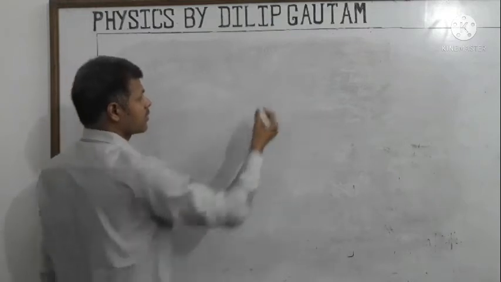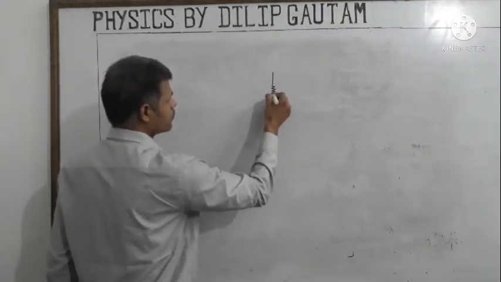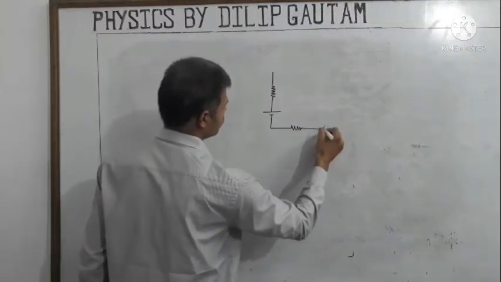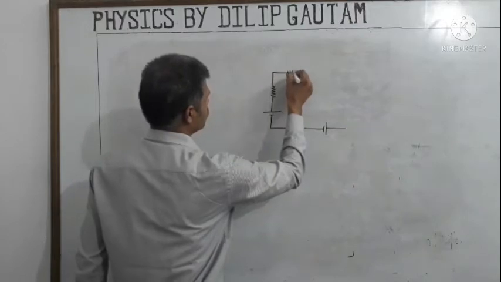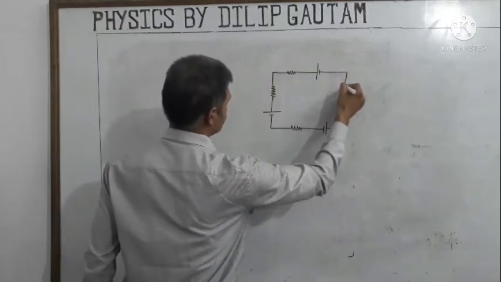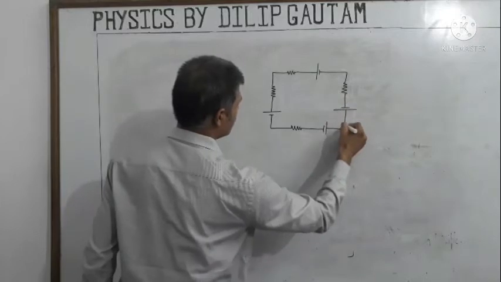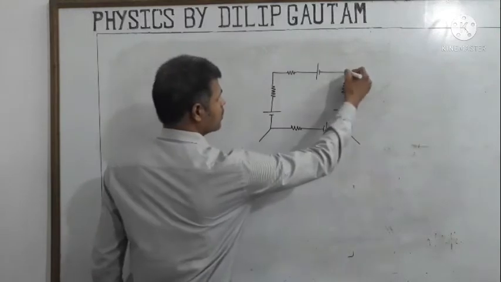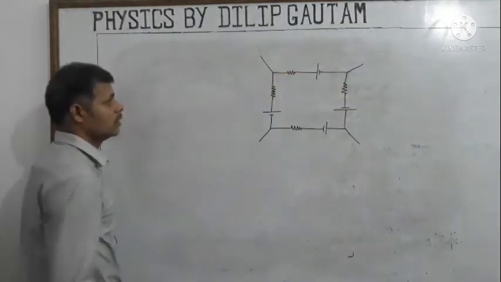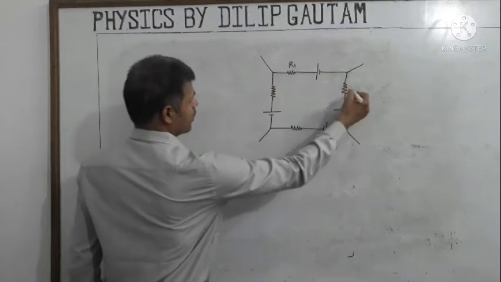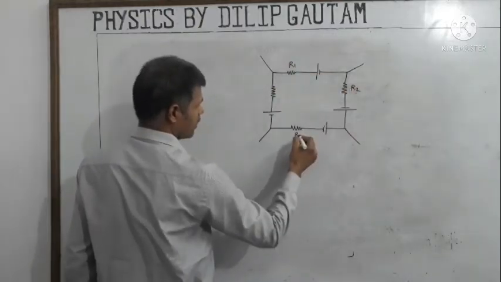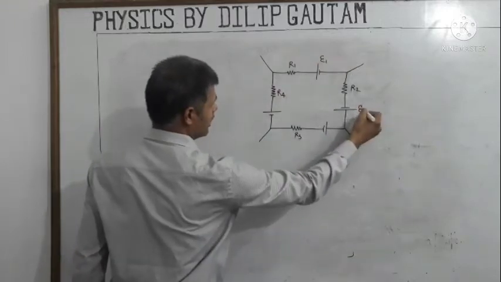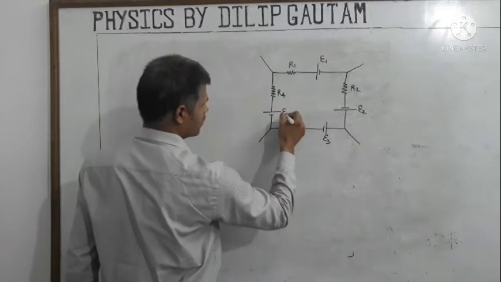Let us consider that we have a particular loop, and in this loop we have some EMF sources randomly. I have taken a particular loop which is a part of a circuit. Let there be some resistances R1, R2, R3 and R4, and at the same time some EMF sources E1, E2, E3 and E4.